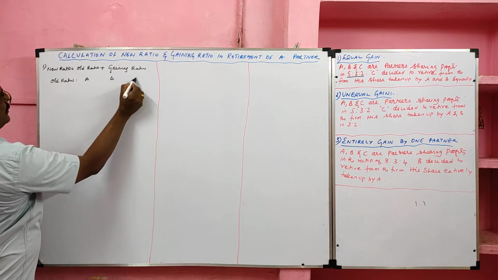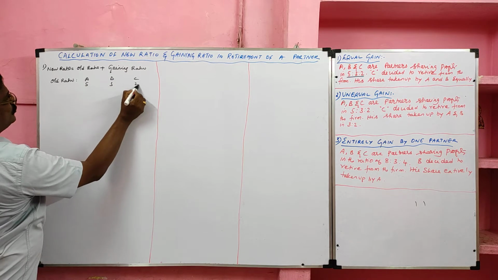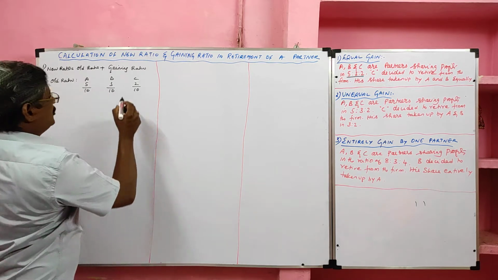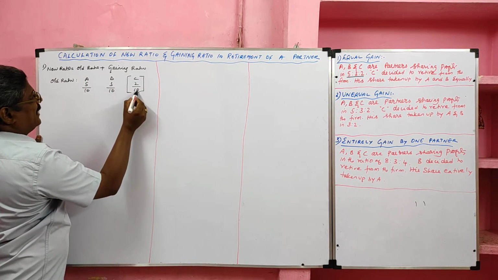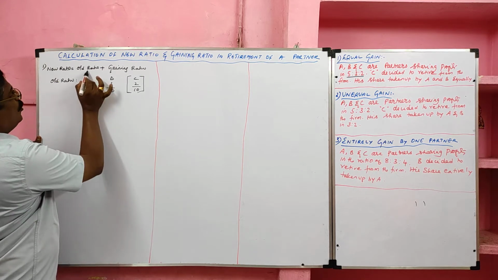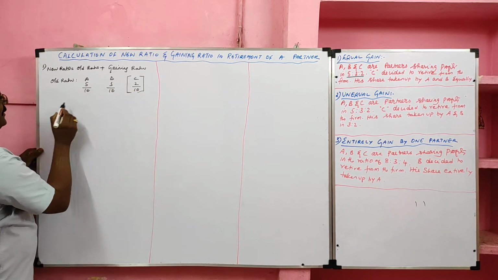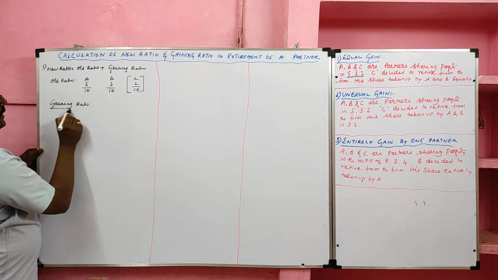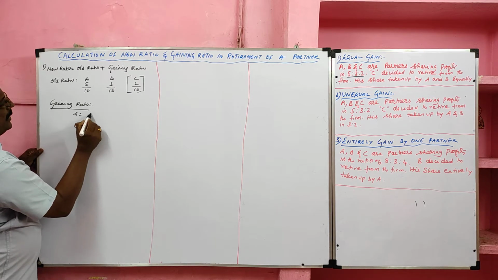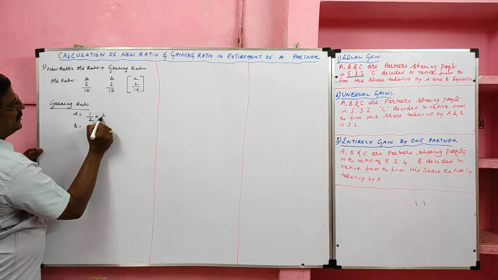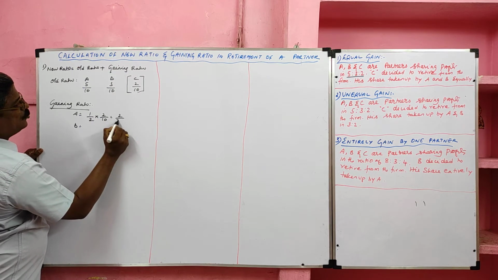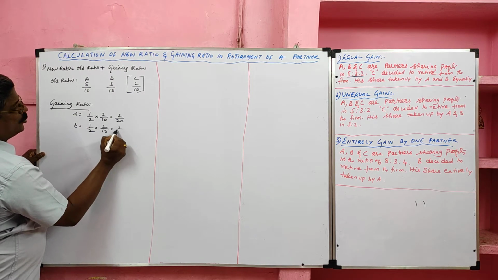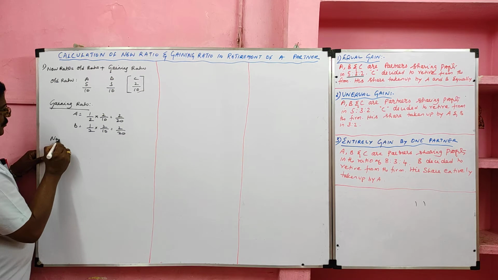Old ratio is given in the question. There are 3 partners A, B, C. Old ratio 5:3:2. So 5/10, 3/10, 2/10. Who is retiring? C. His share is taken up by A and B equally. So old ratio is given in the question, we have to find the gaining ratio. Who gains? A and B. A gains half of the retiring partner's share, so A's gain is 2/20. B gains half of the retiring partner's share, 2/20. Now we can find the new ratio.